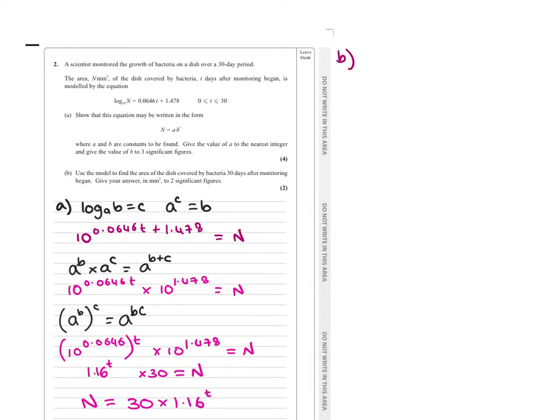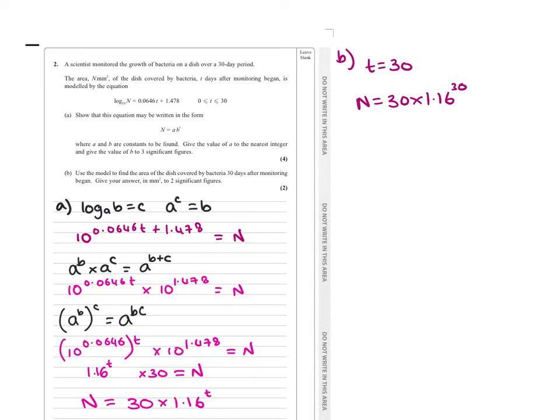Okay, part B, use the model to find the area of the dish covered by bacteria 30 days after monitoring began. Give your answer in millimetres squared to 2 significant figures. Well, this is easy. We just literally need to substitute t equals 30. So I'm going to have n equals 30 times 1.16 to the power of 30.